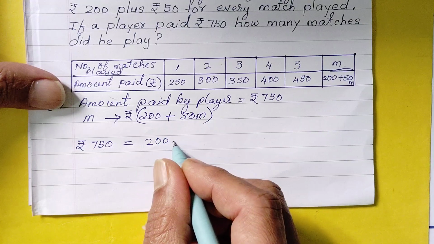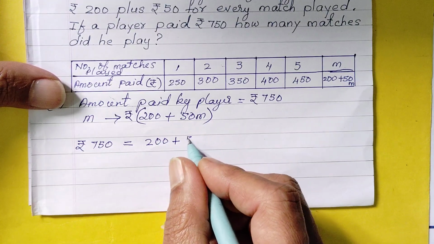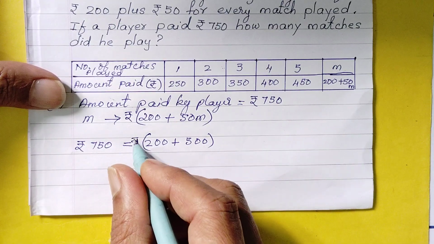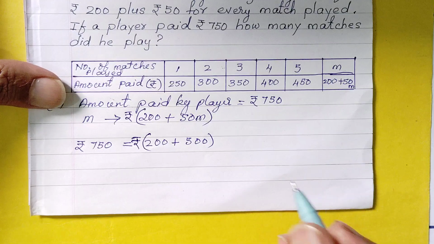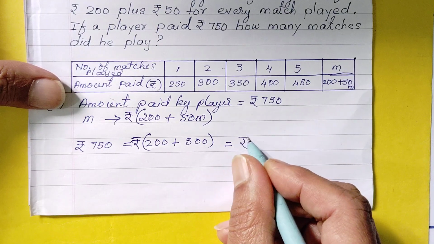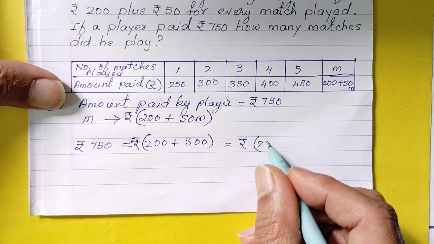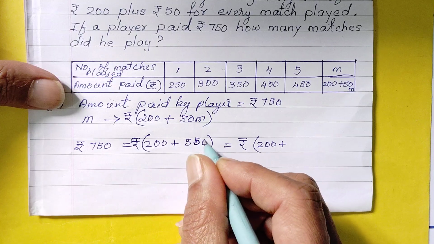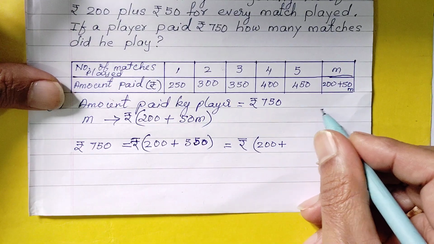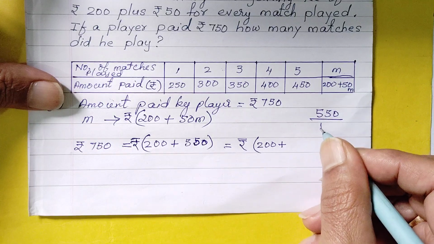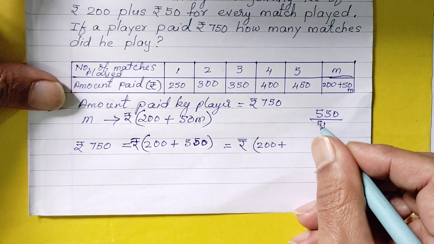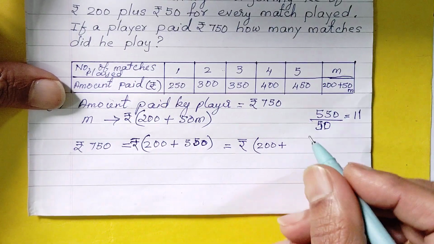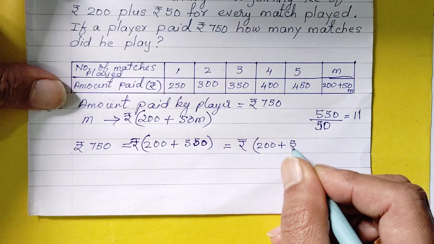200 plus 550. This we can still write as 200 plus this 550. So if we divide 550 by 50, we get 11. So it will be 200 plus 50 into 11.